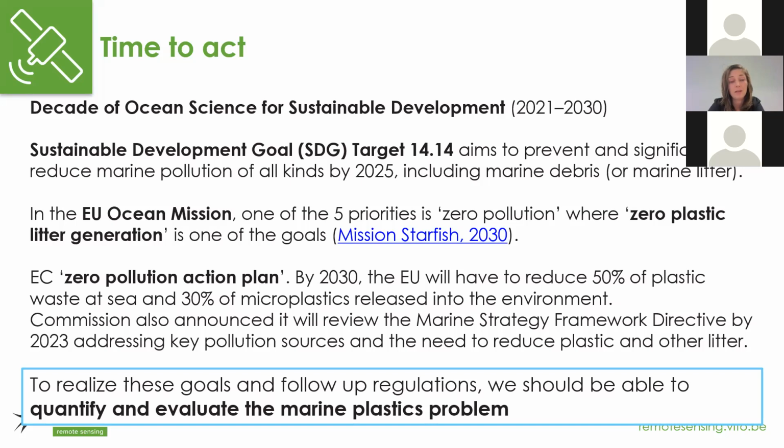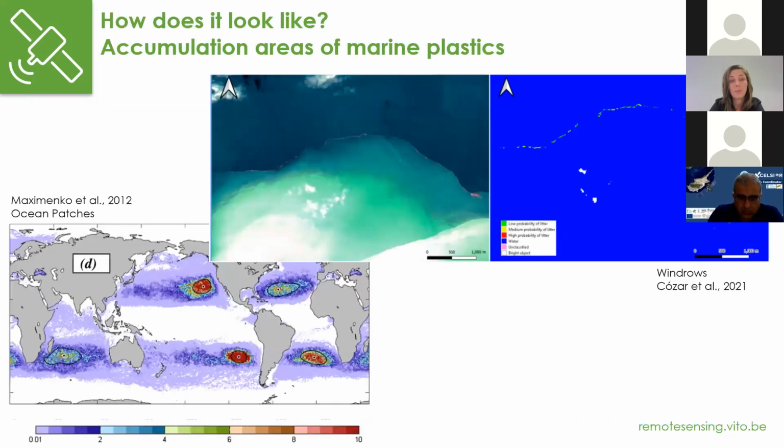And in May this year, the European Commission also announced its Zero Pollution Action Plan. This means by 2030, the EU will have to reduce 50% of plastic waste at sea and also 30% of microplastics. And thereby the Commission also announced that it will review its Marine Strategy Framework Directive, also addressing marine plastic and marine debris. Of course, to realize these goals and to follow up regulation, we really need to be able to quantify and evaluate the marine plastic litter problem. And there is, again, where we believe remote sensing can contribute.